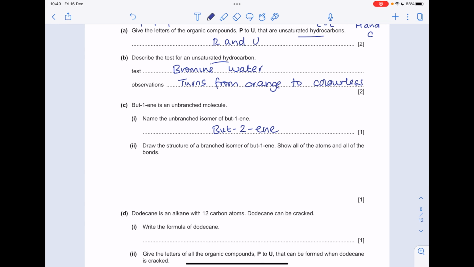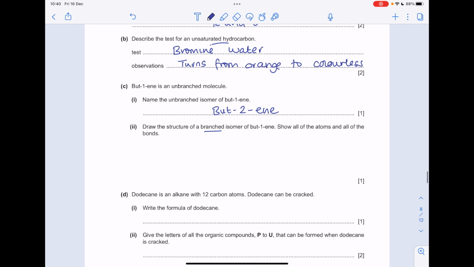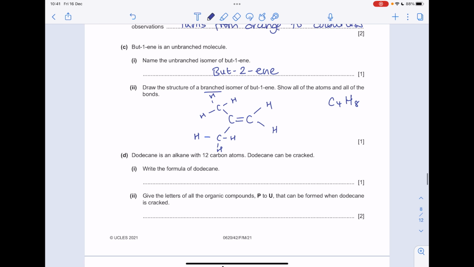Draw the structure of a branched isomer of butene. Show all the atoms and all the bonds. So we need that methyl group showing because that provides the all-important branching. And remember, our molecular formula we need to obey is C4H8. Just check. 1, 2, 3, 4 carbons. 3, 4, 5, 6, 7, 8. Yes, always double check. And I've shown all the atoms and all the bonds.